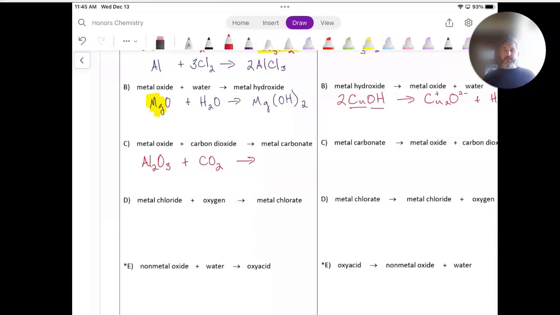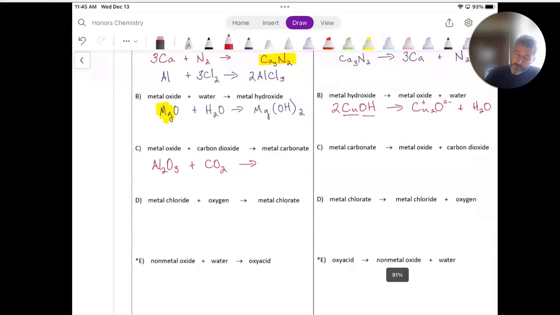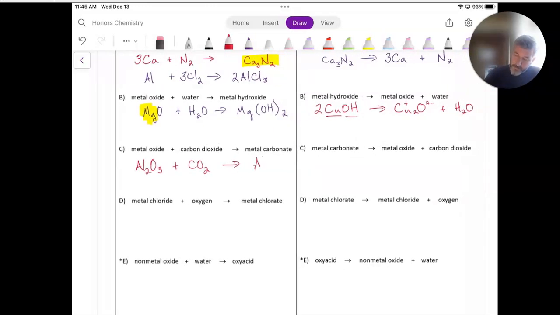In this case, it's going to synthesize the metal carbonate, aluminum carbonate. Aluminum is +3 and carbonate is -2. So hopefully you could figure out here that our formula would be Al2(CO3)3. All right. Balancing wise, I can't really balance carbonate because it doesn't show up as a polyatomic ion on both sides.